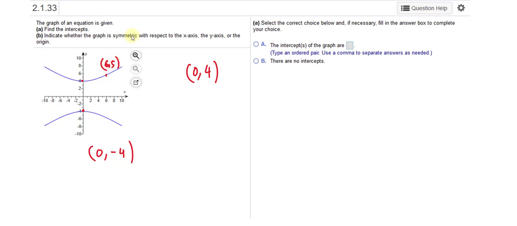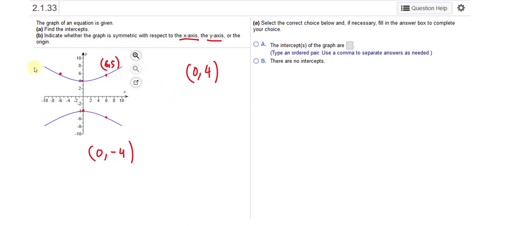If this is symmetric with respect to the x-axis, then I should also have 6 and minus 5, right? So I do have that point here. So these two points are symmetric with respect to the x-axis. And also there's a point to the left which is symmetric with respect to the y-axis. So we do have x-axis symmetry and y-axis symmetry.